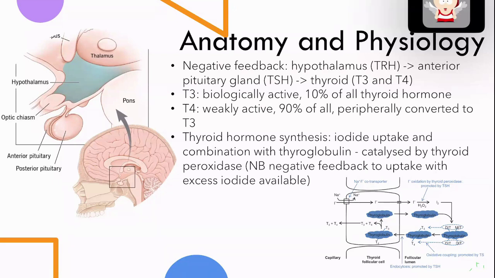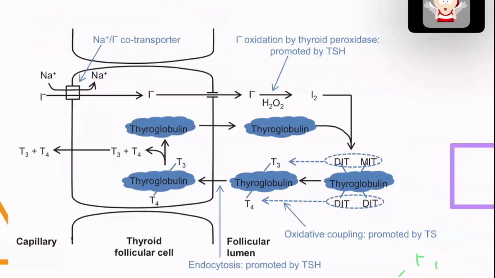And then that little diagram in the bottom corner is thyroid hormone synthesis, where importantly, iodide is taken up into our thyroid cells and combined with thyroglobulin, all of this being catalyzed by thyroid peroxidase. An important aspect to stress here is that this iodide uptake is also a negative feedback type mechanism where excess iodide can shut off the ongoing uptake of more iodide. And this is going to become important once again when we discuss the pharmacology of hyperthyroidism. So there's that diagram. Once again, I'm sure you are all familiar with it from second year med school.